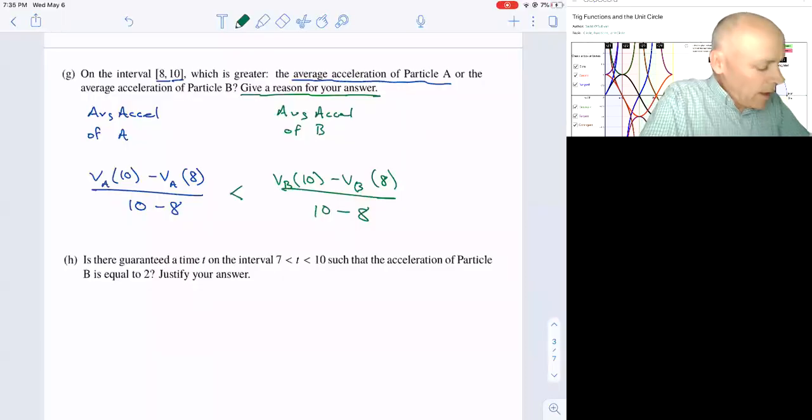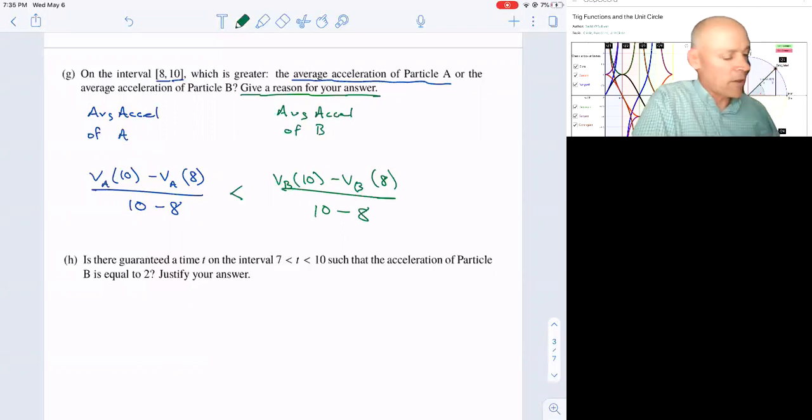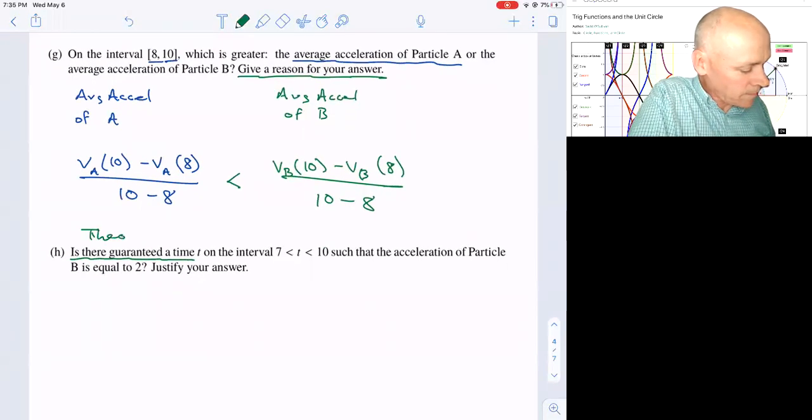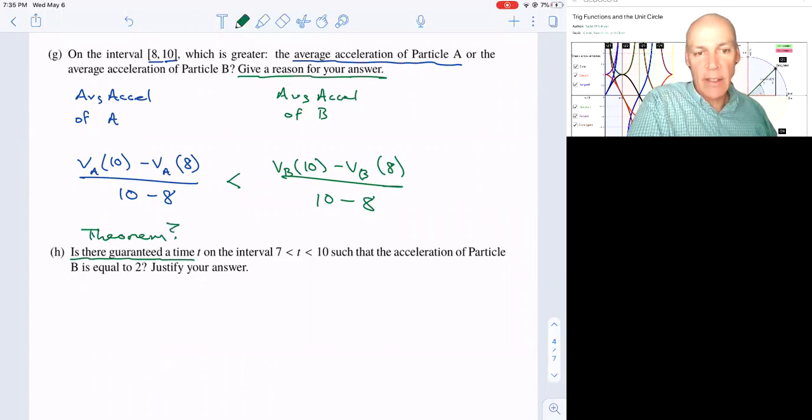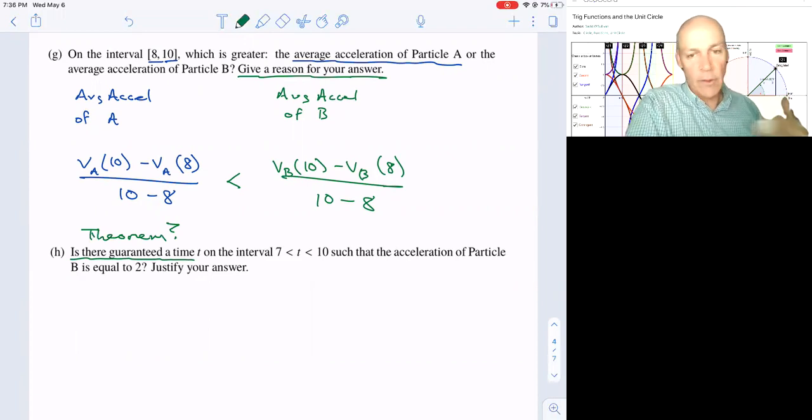Okay, part H. Is there guaranteed a time t on the interval from 7 to 10 such that the acceleration of particle B is equal to 2? Justify your answer. Okay, as soon as I see, is there guaranteed a time, I'm thinking, hey, it's a theorem. So it's a theorem question. They're basically testing me on a theorem. Now I've got to determine, is it intermediate value? Is it mean value for derivatives, mean value for integrals? You know what?